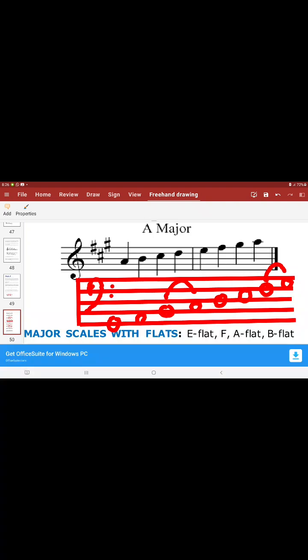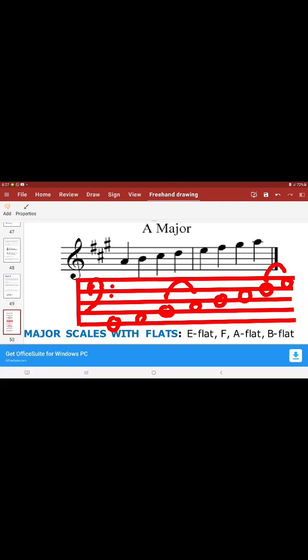But is that it? Let's find out. From G to A, is it a semitone or a tone? It's a tone. So we are covered. From A to B, is this a tone or a semitone? It's a tone. We are covered. From B to C, is it a tone or a semitone? It's a semitone, you got it. So there is nothing to add.